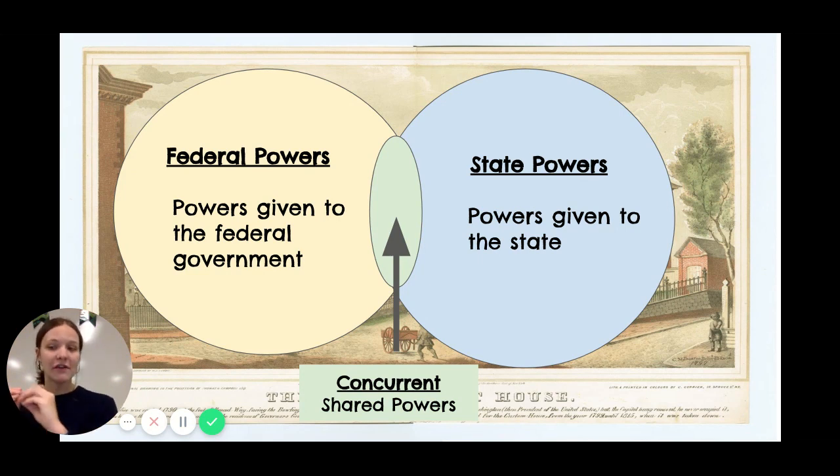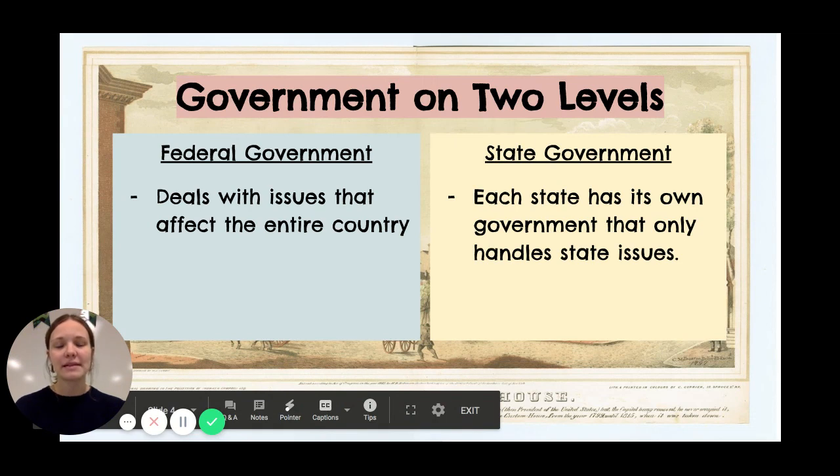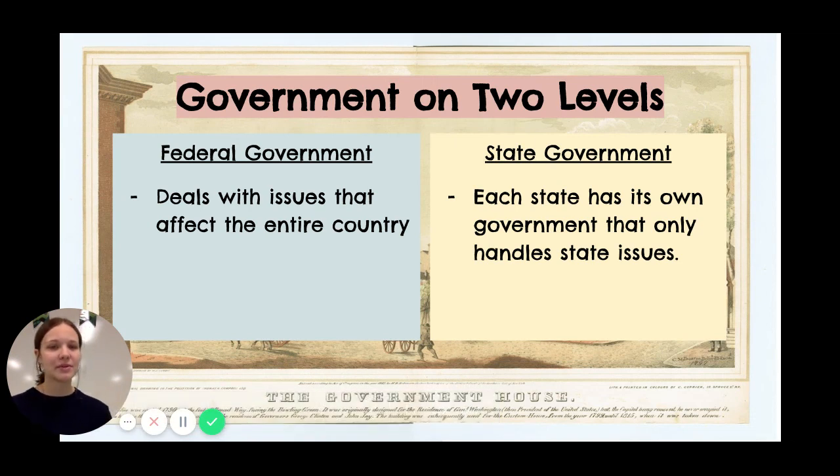So all the teachers have their own classroom, and they have their own rules, but they all have to listen to and answer to the federal government, which is our principal. So I appreciate you all paying attention here. This was a really important lesson, and I hope you are able to better learn what federalism is and the difference between our federal government and our state government.